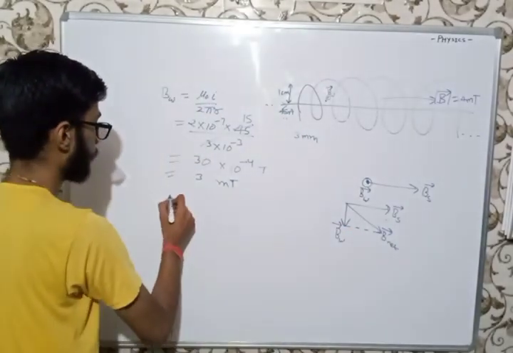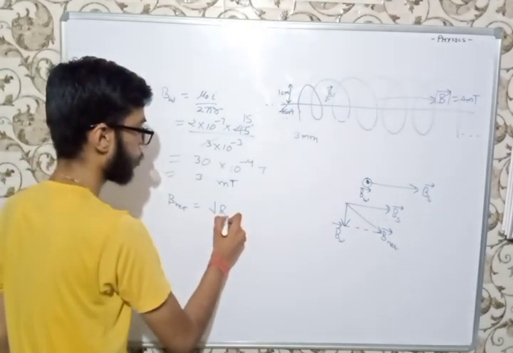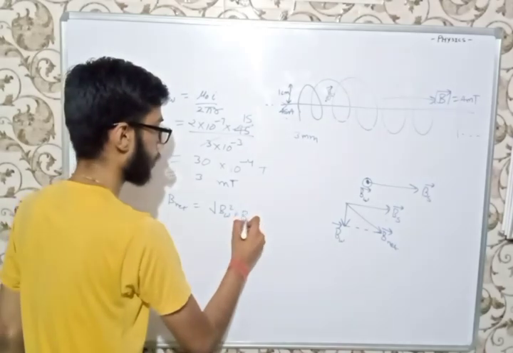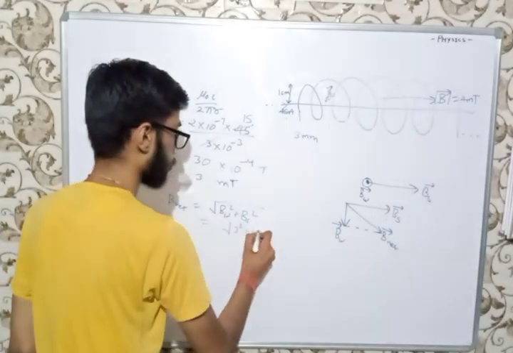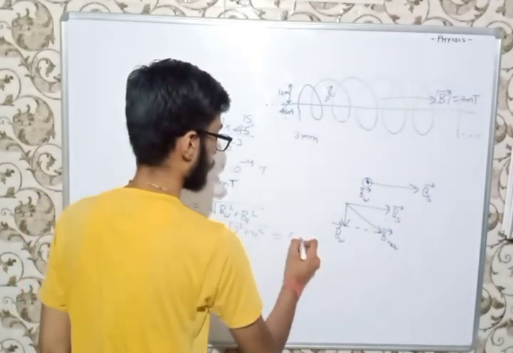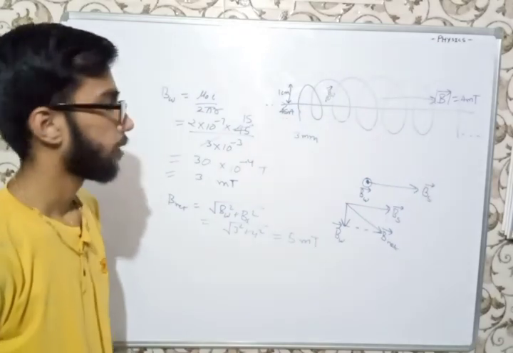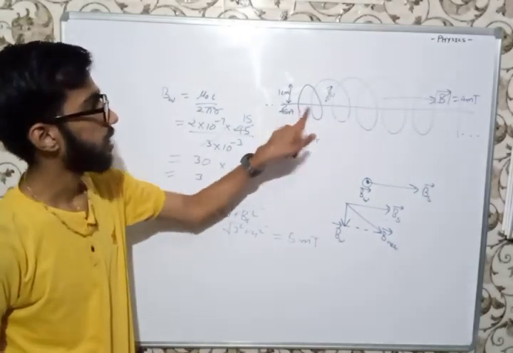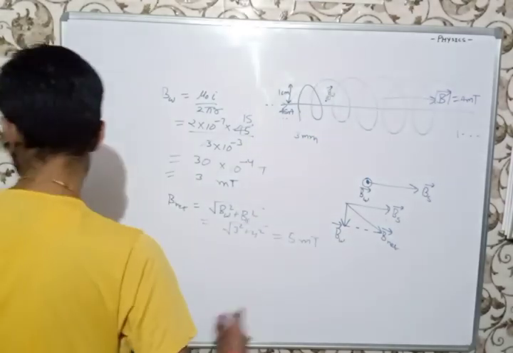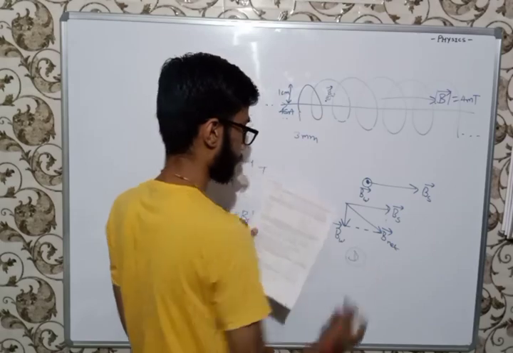So the net magnetic field B net is simply under root B_W square plus B_S square, which is under root 3 square plus 4 square, simply 5 milli Tesla. So it will be the magnitude of the net magnetic field at a point 3 mm away from the axis of the solenoid. That's the answer. So option D is correct.